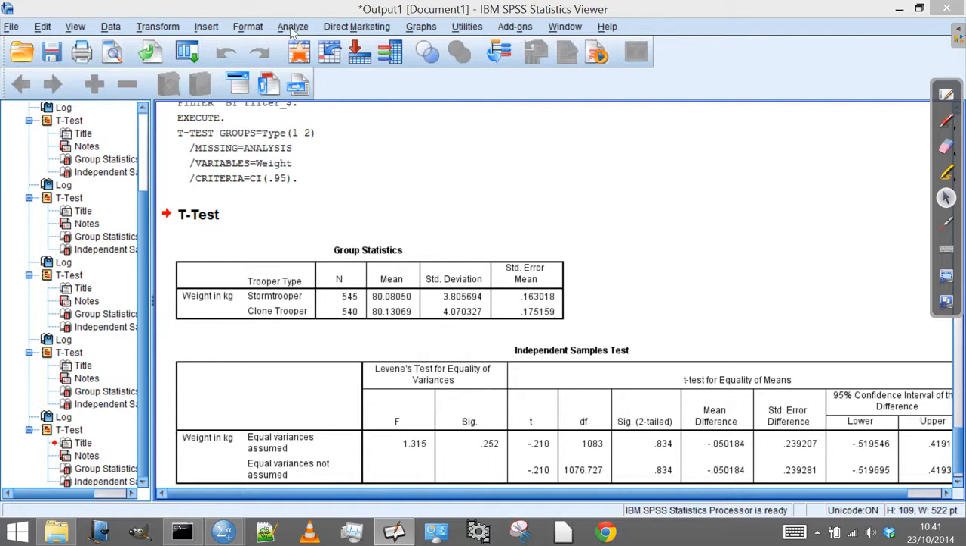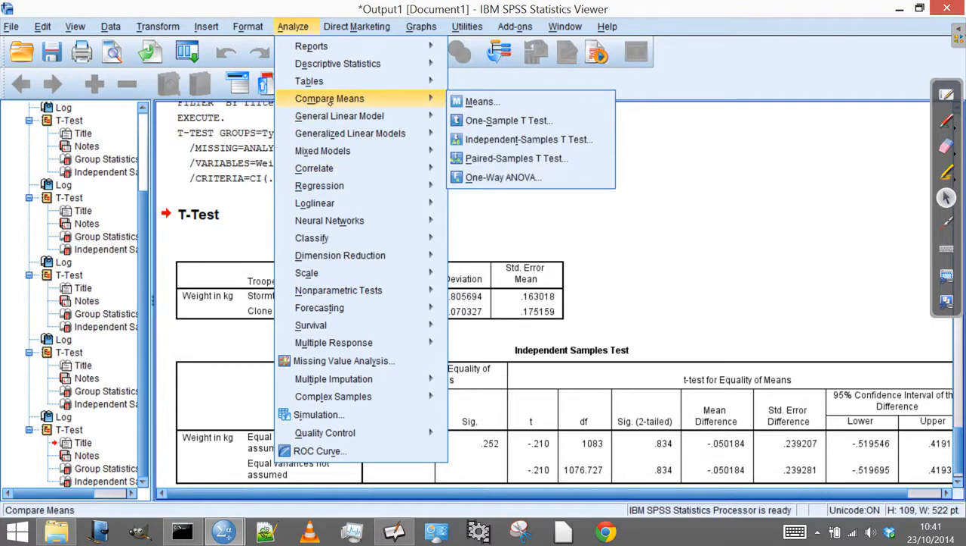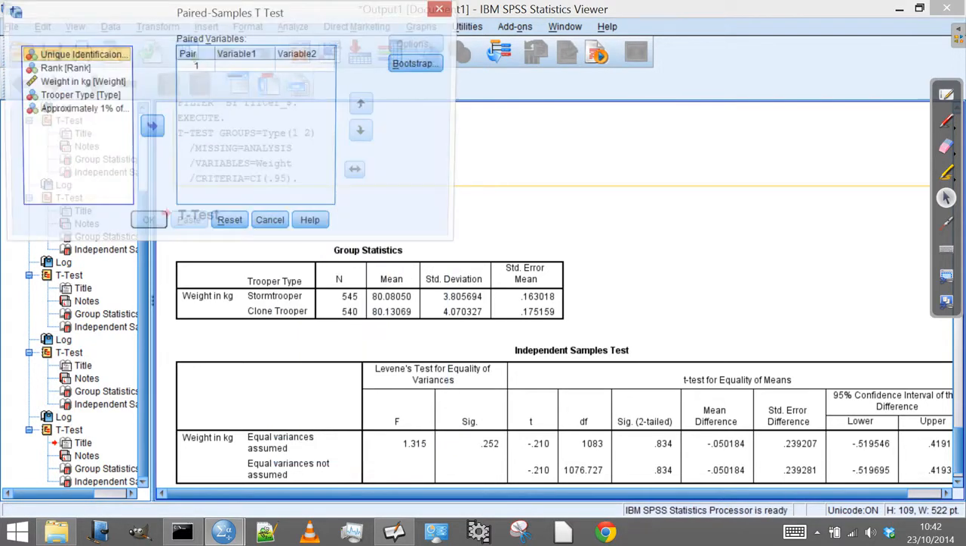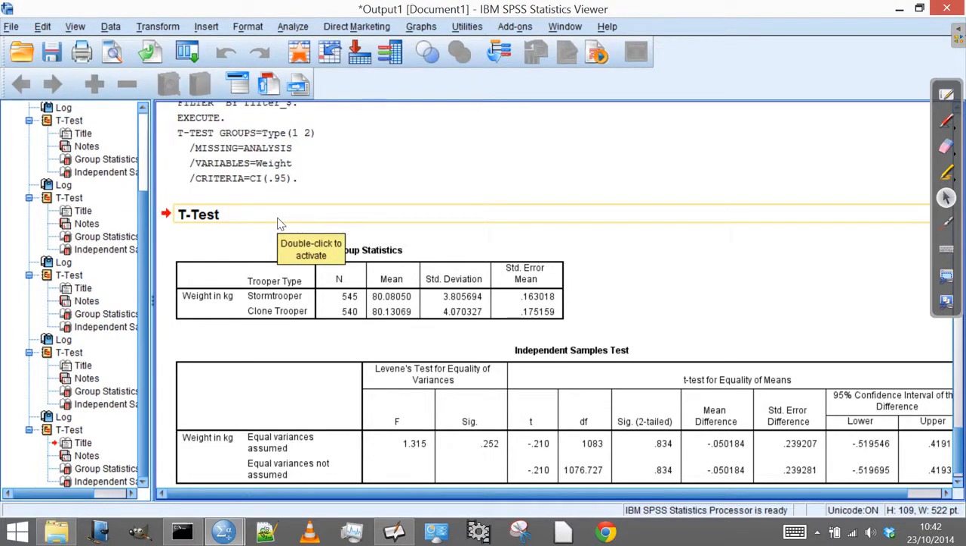And to answer that question, we go to Analyze. Because we're comparing means, we go to Compare Means. And at the bottom of there, we have One-Way ANOVA, or one-way analysis of variance. And I have no idea how I clicked on the paired samples t-test. So hopefully you didn't do that. It's just a test to see if people are awake.